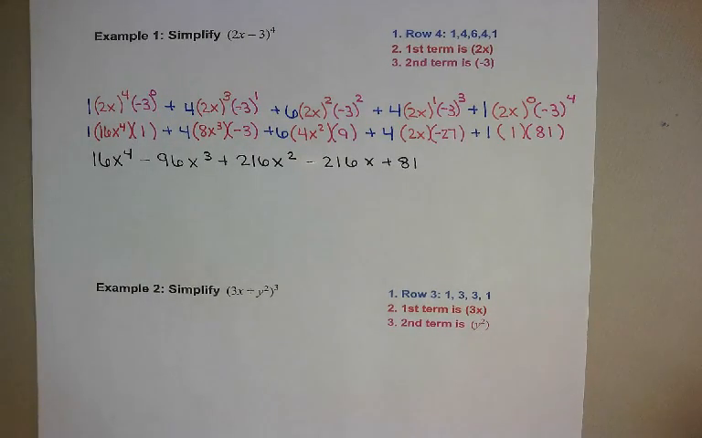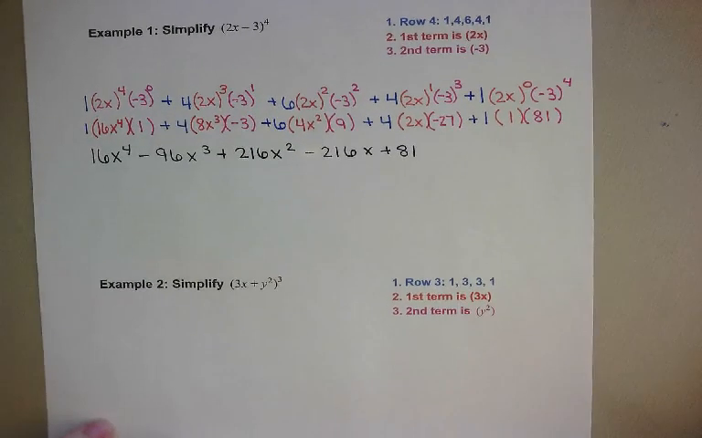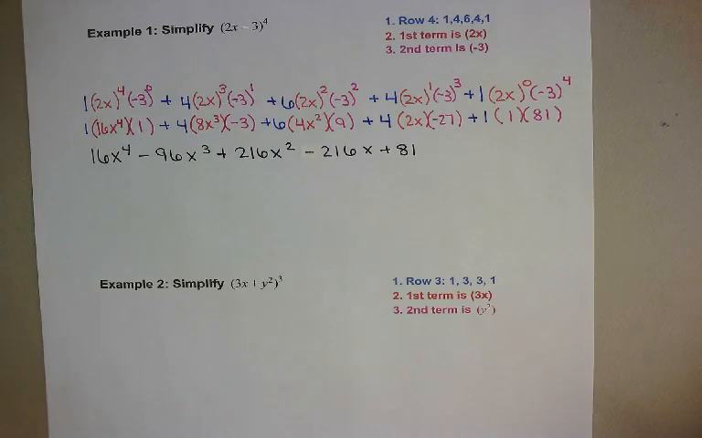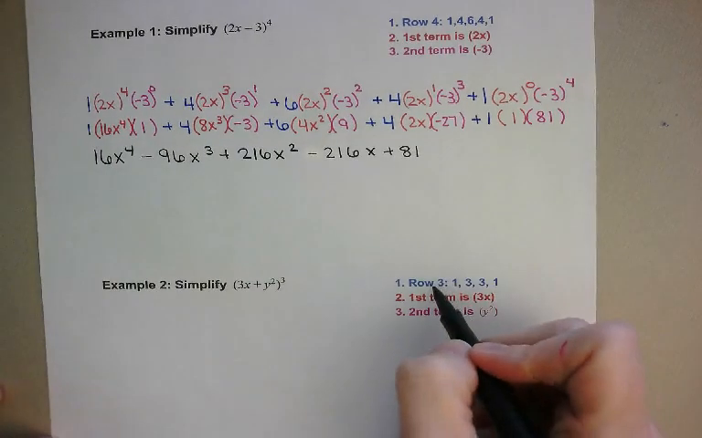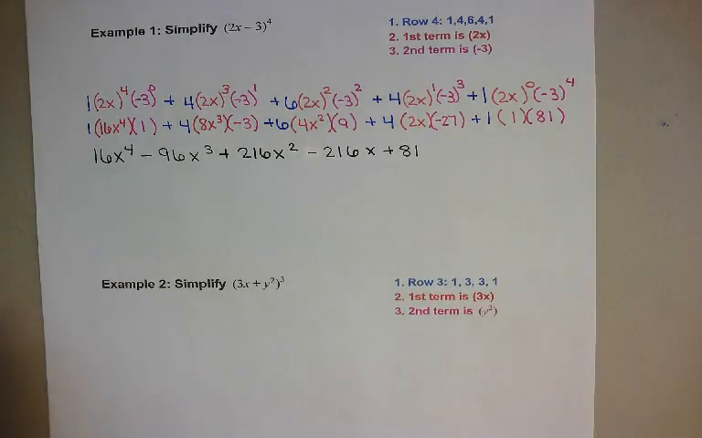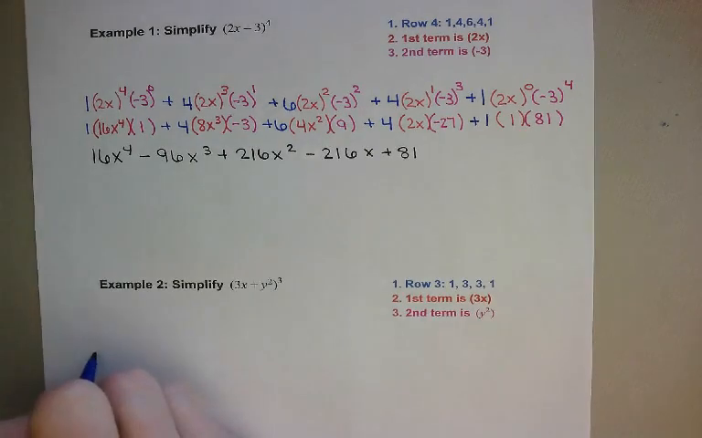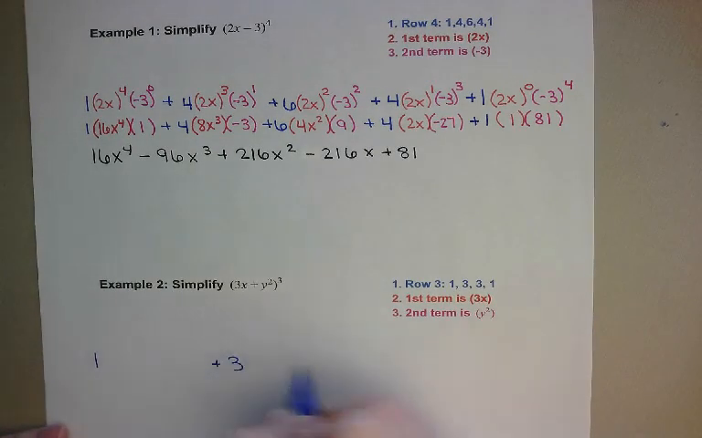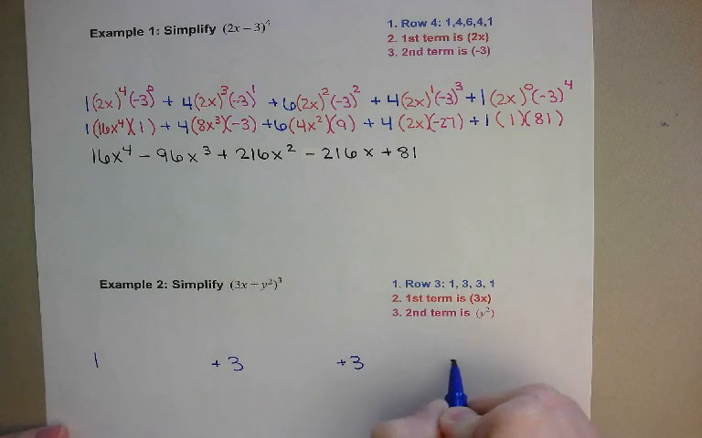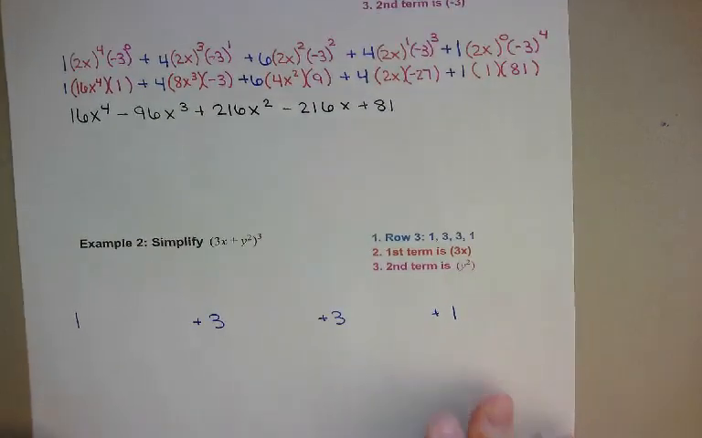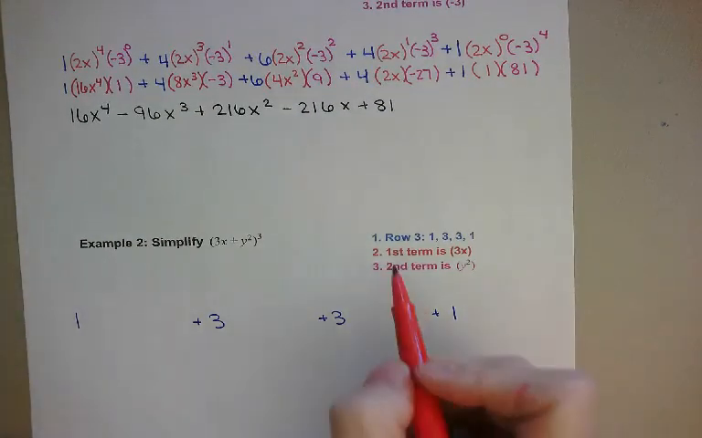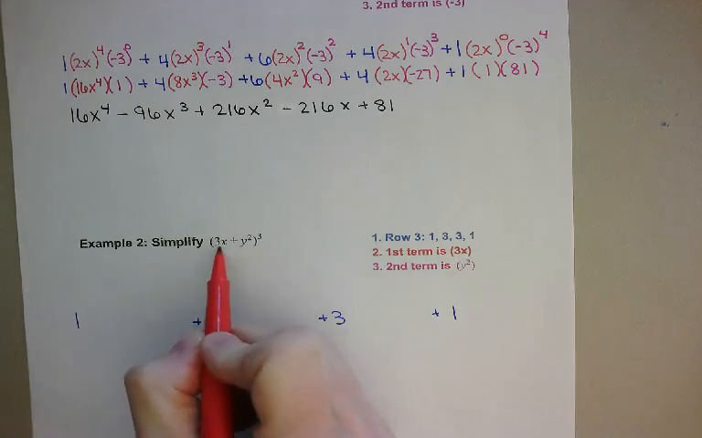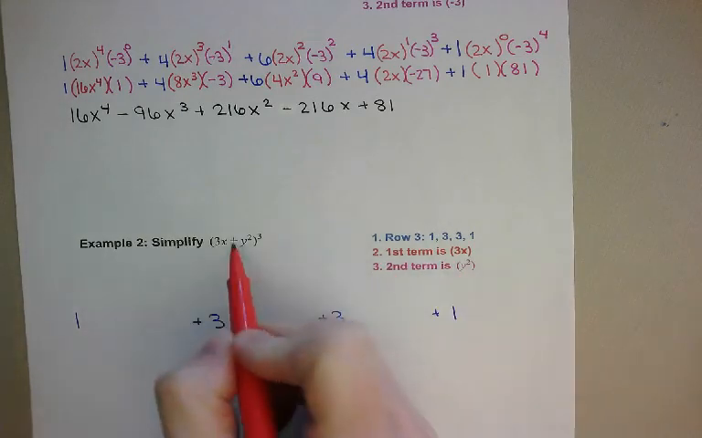Okay, so then let's take a look at the next example. We've got a 3x plus y squared, and all of that is to the third power. So because we're in row 3, our coefficients are going to be 1, 3, 3, and a 1. I'm going to have a 1, a 3, another 3, and then a 1. My first term is the 3x. My second term is the y squared.